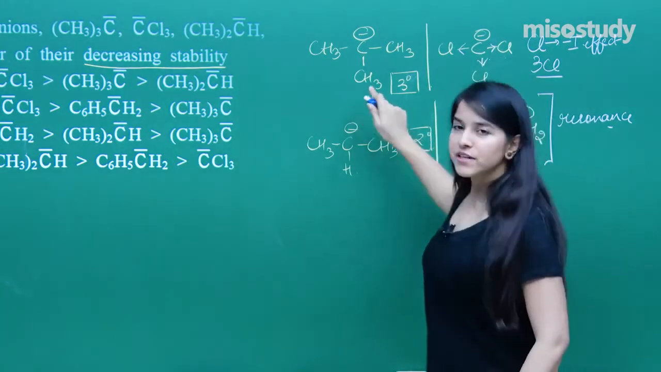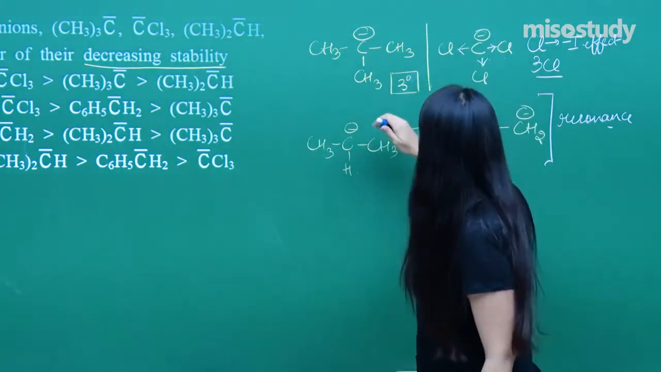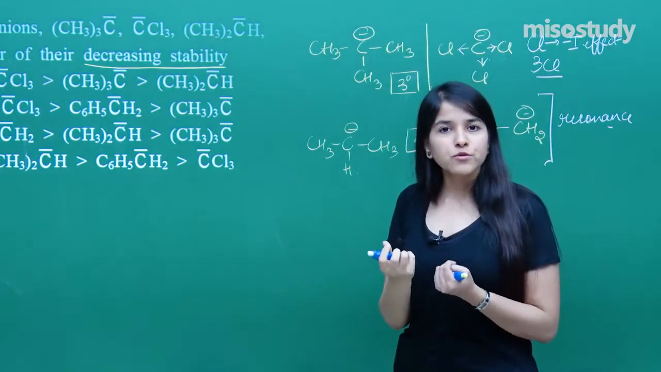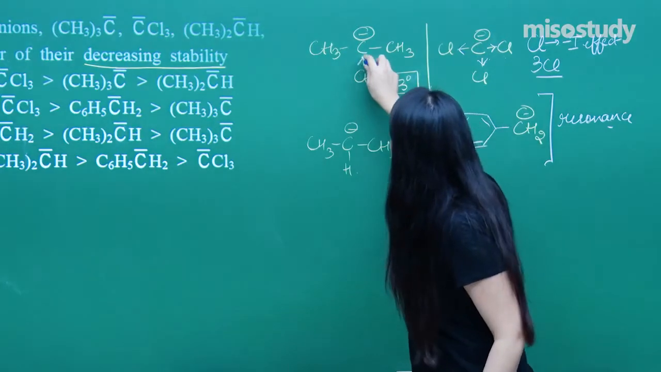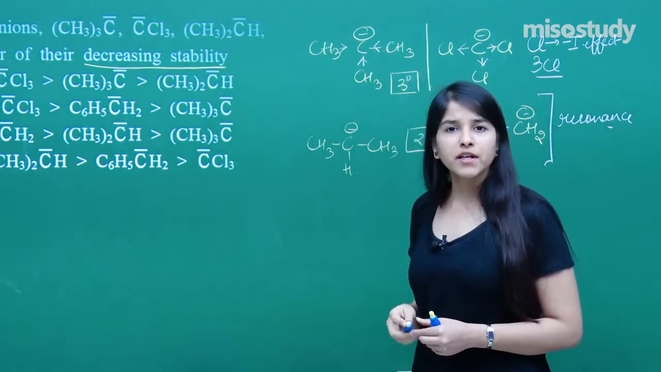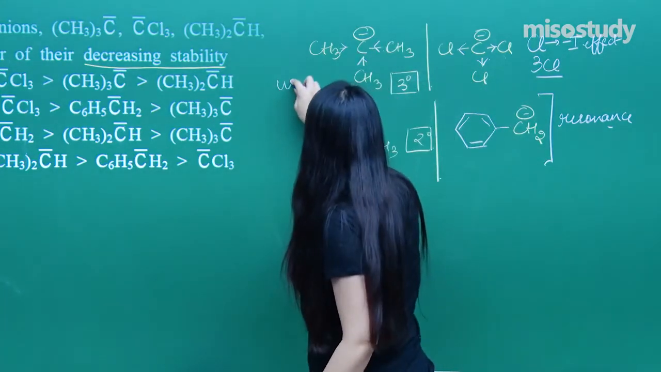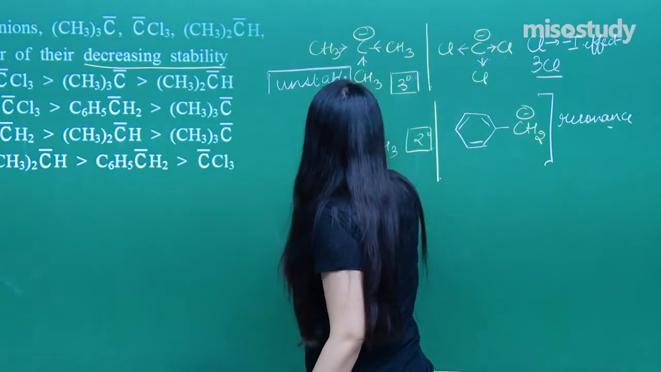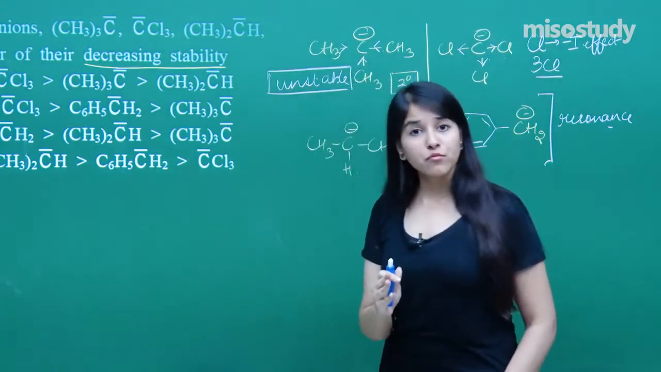And what do we have over here? It's a tertiary carbanion. That means instead of withdrawing groups, what do I have? I have got releasing groups over here. So many releasing groups, making the structure very, very unstable. So that is unstable. In fact, the most unstable.